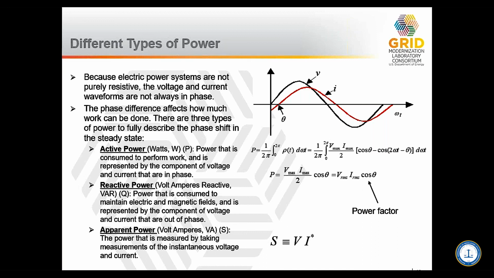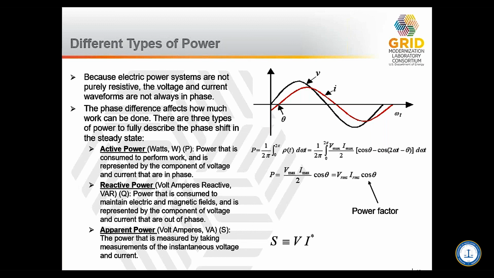But we also have what's called the reactive power. This is power that is consumed to maintain the electric magnetic fields, and it's represented by the component of the voltage and current that are out of phase. So the fact that voltage and current aren't lined up at some point means there's a little bit of power in there. And unless we have a purely resistive system, we start to have reactive power. And mathematically, this all shakes out. And then at the end, you have what's called apparent power, and this relates the active power and reactive power.